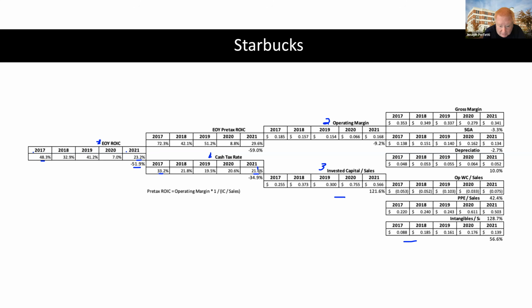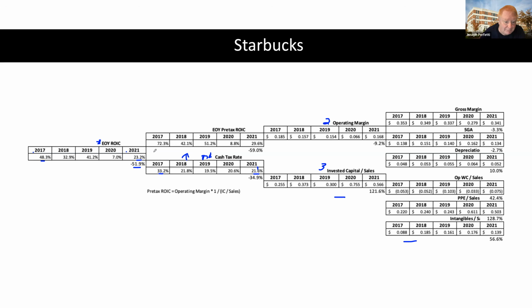That's a 35% decline in the tax rate. So if Starbucks is paying less in taxes, 33.2 versus 21.6, that should help the ROIC. So this should be improving the ROIC, not hurting the ROIC. It's supposed to be an up arrow. That should be improving the ROIC. It's not.